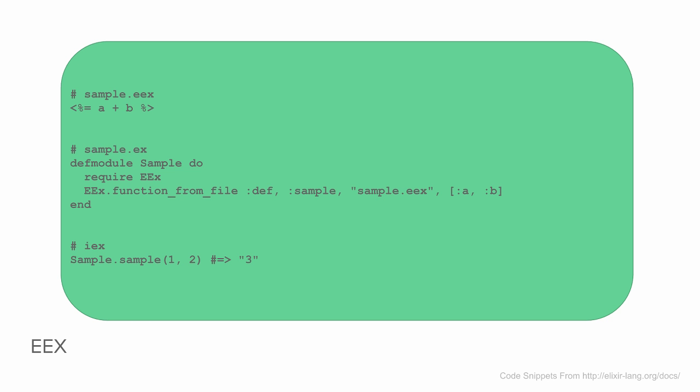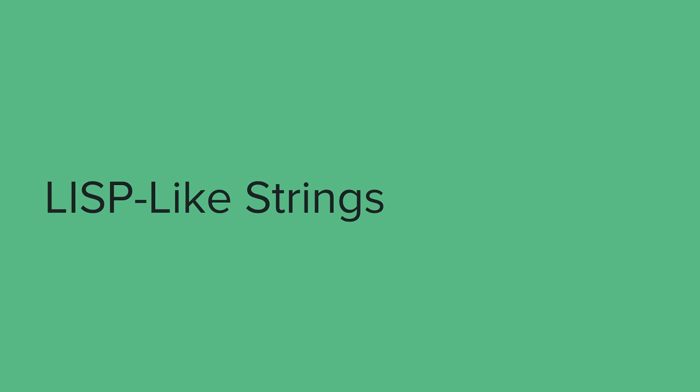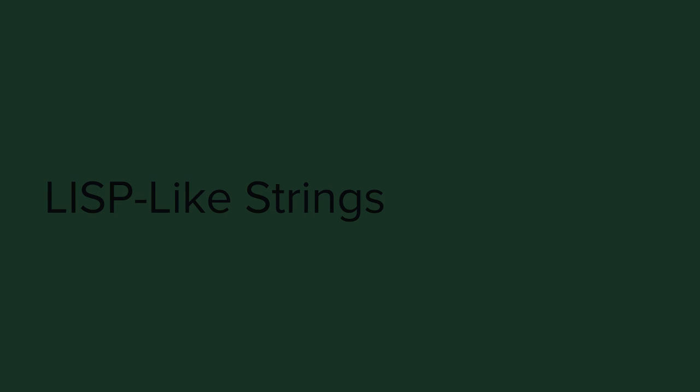EEx is a templating library that allows us to run Elixir inside of HTML files, allowing the front end of our website to more smoothly communicate with the back end. An additional note of interest is that in Elixir, strings are implemented as linked lists, allowing for them to be concatenated much more efficiently than they might be in other programming languages, a feature which is extremely useful for web development.